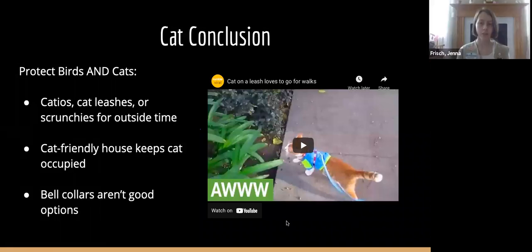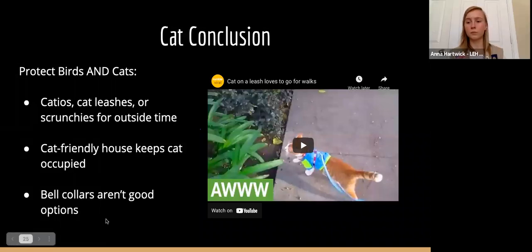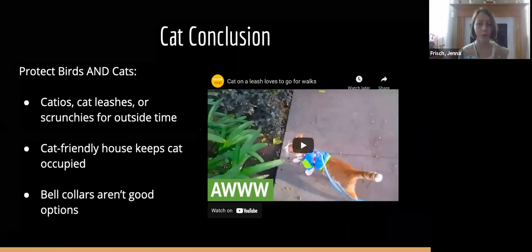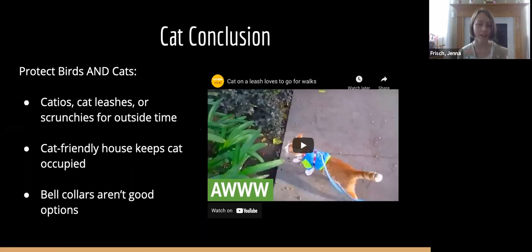So, in conclusion, overall, cats are a pretty large problem. They cause the most human-related bird deaths, and they have contributed to about 63 extinctions. When cats are outside, have catios, cat scrunchies, and cat leashes. You don't want your cat freely roaming around. They can contract diseases. They aren't naturally wary. They aren't naturally aware that roads are there, and they usually live shorter lives.